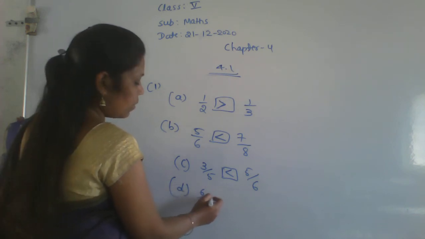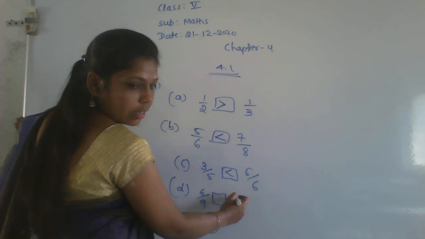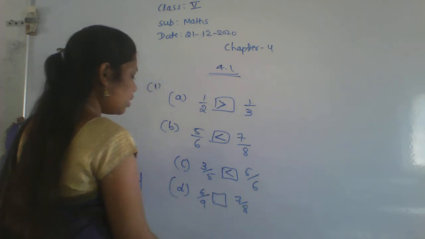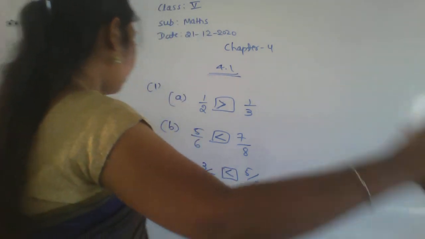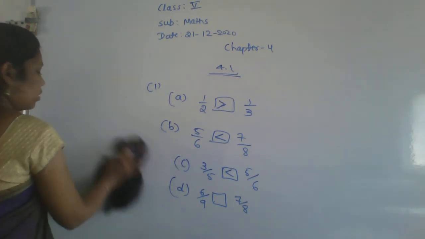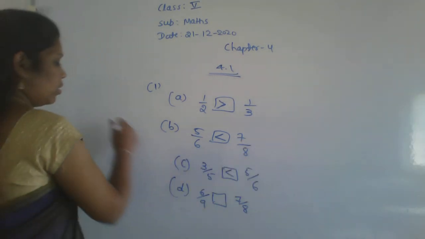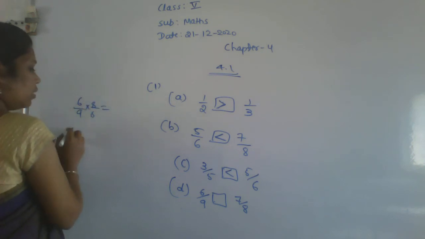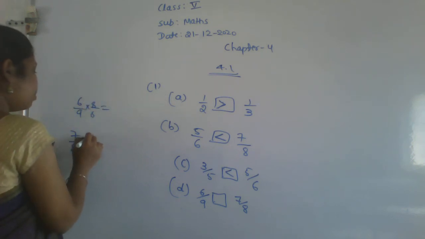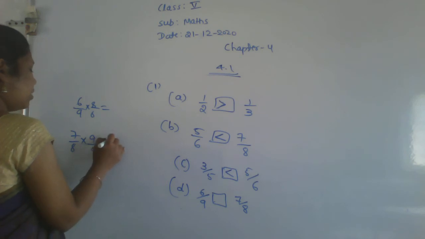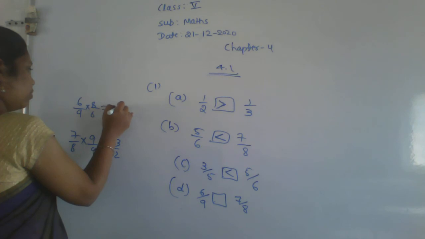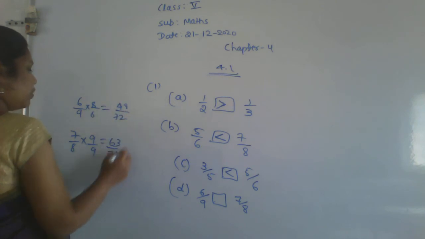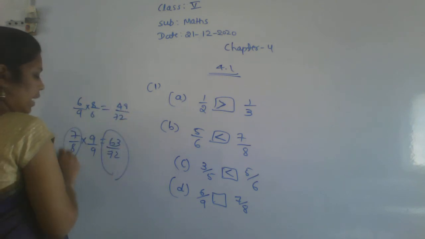6 by 9 and here 7 by 8. Okay, now take the LCM. So not LCM. That is 6 by 9 into 8 by 8 and here 7 by 8 into 9 by 9. 7 nines are 63, 72 here, and here 48 divided by 72. Which one is the greater? This 7 by 8 is the greater.